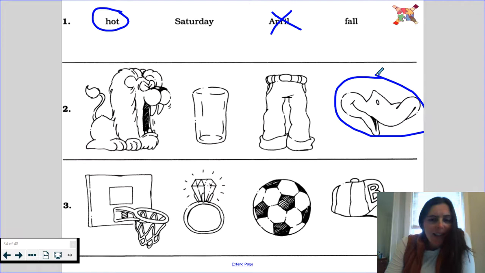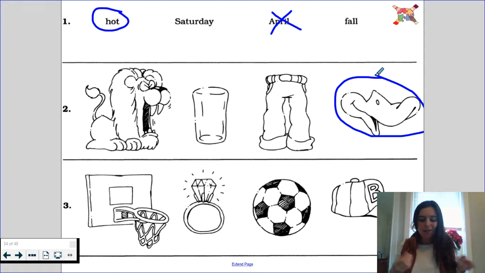Now we have shirt is to cloth, as window is to what? Okay, so a shirt is made out of cloth. What's a window made out of? Glass. A window is made out of glass.